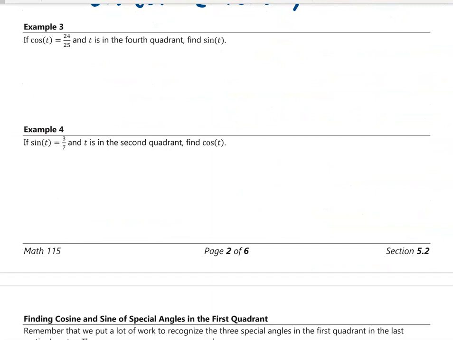Example 3. If cosine t is equal to 24 over 25 and t is in the fourth quadrant, find sine of t.